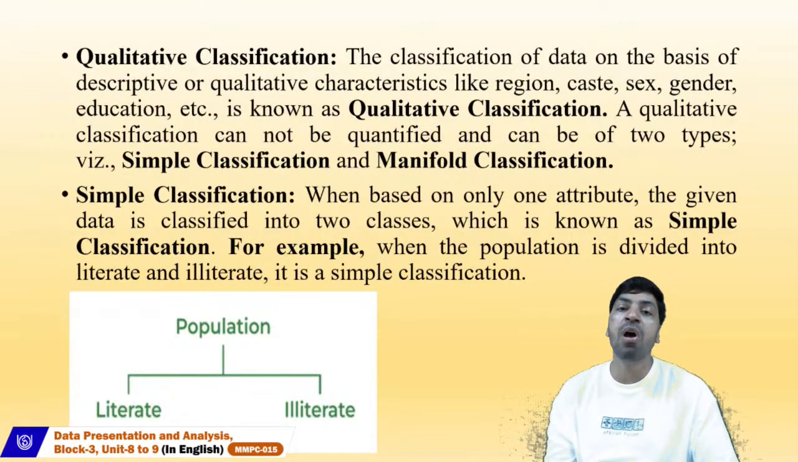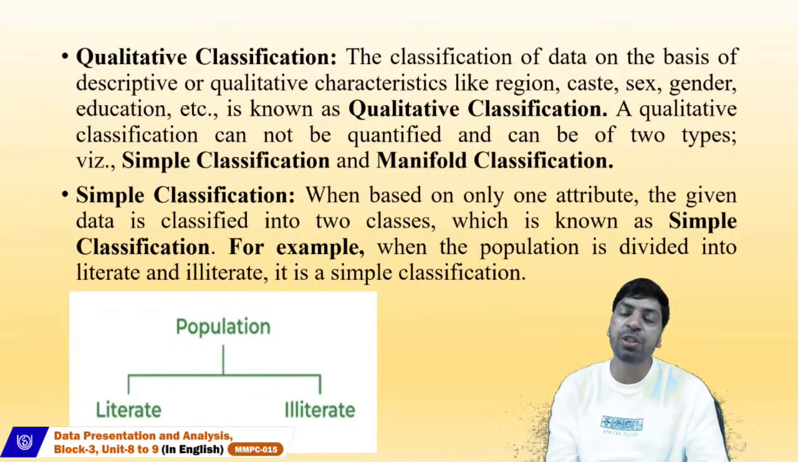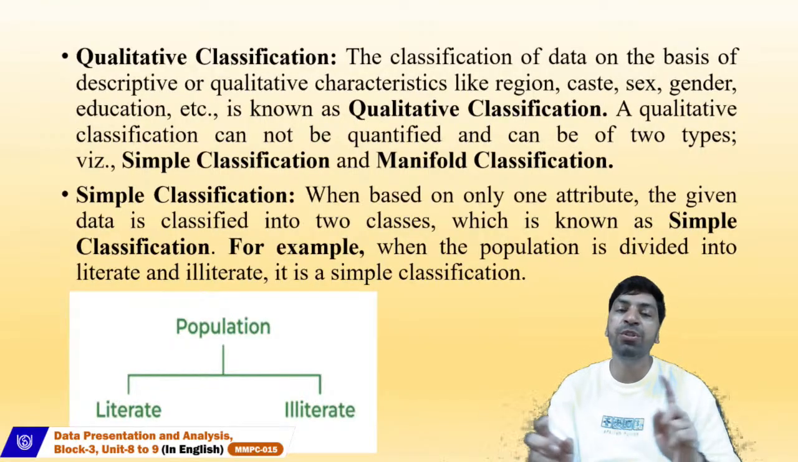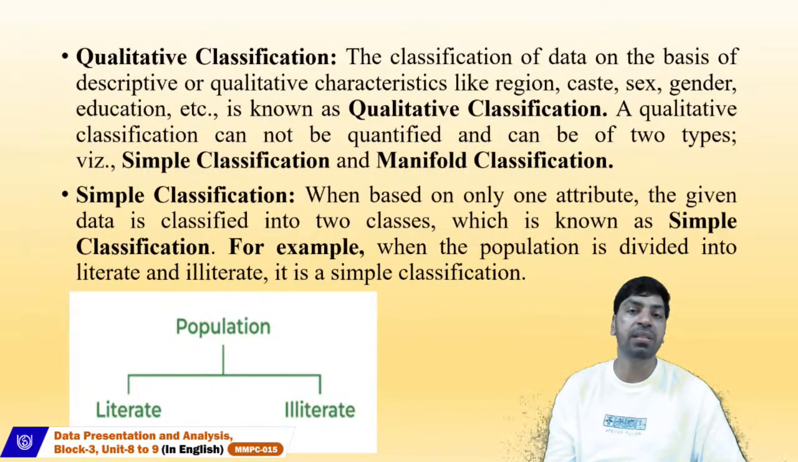Or even we can talk about the two main parts of population, males and females. So that's called a simple classification, where it takes one attribute, that is population, and classifies it into two parts, that are literate or illiterate, males, females, etc. This is how we call this category or classification simple classification.